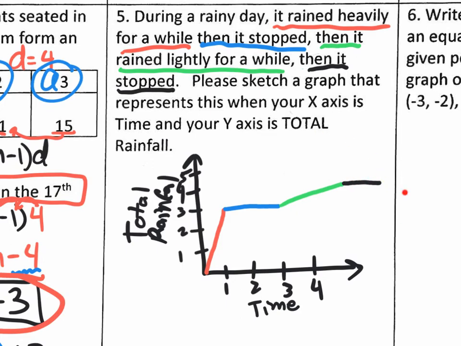So during this rainy day, it rained a total of 4 inches. That's a lot of rain for the Imperial Valley, if you think about it that way. The heavy rain was the first hour, and then it stopped for a couple hours. Then it lightly rained, and then it stopped. And that's it, total of 4 inches of rain.